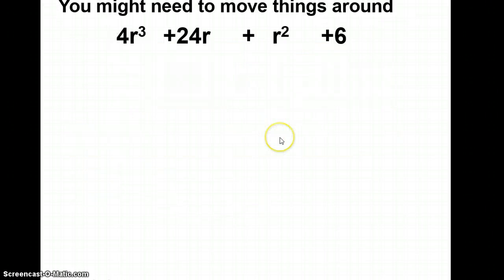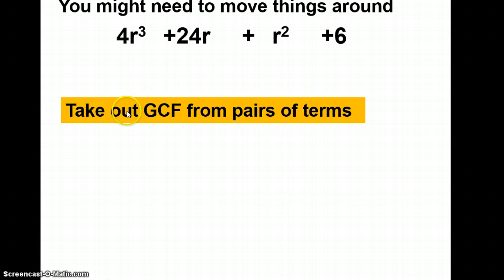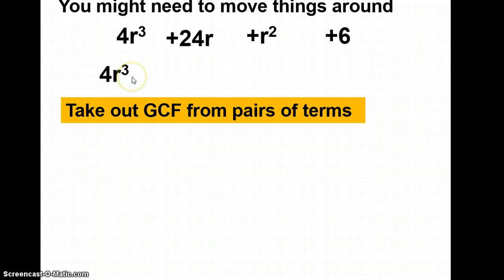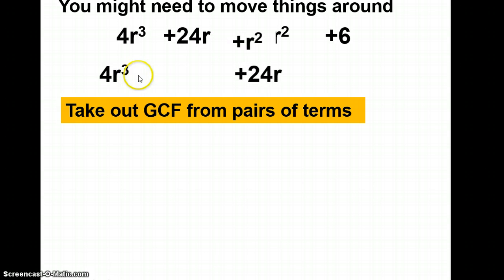All right. We have a few more that I want to go over just in case we have to move around. So let's try and do this rather quickly. So you might need to move some things around to take out the GCF out of these pairs. So let's put it in descending order. So 4r to the third would go first. The r squared would go second. 24r and then 6. And then you would want to do that same process.